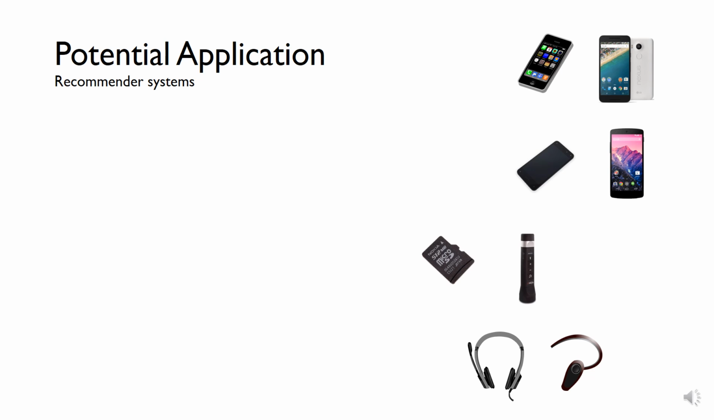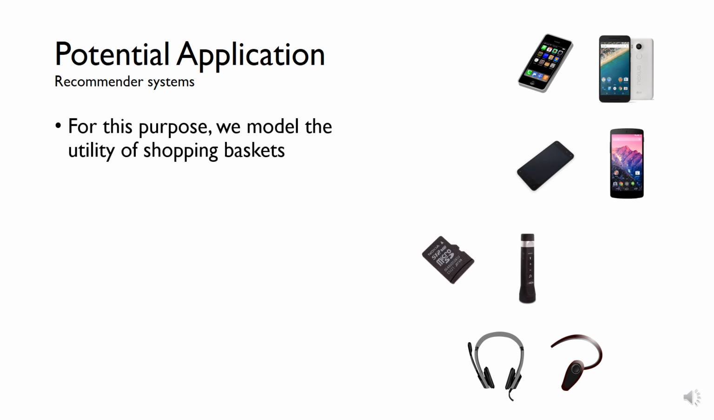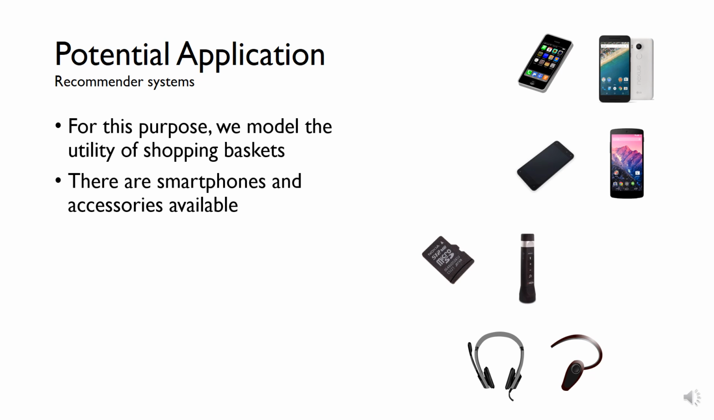There are many potential applications for these models, for example, in computer vision, summarization, sensor selection, and so forth. Let us look at the application in recommender systems in more detail. In this application, we want to suggest items to users in an online shop. To make good proposals, we need to model the utility of different shopping baskets. Let's assume that in our online shop we sell smartphones and smartphone accessories.